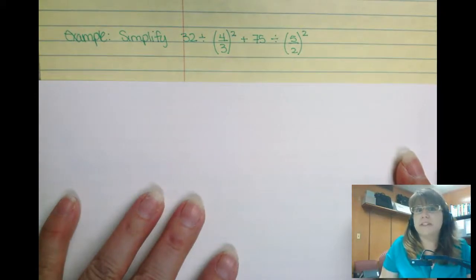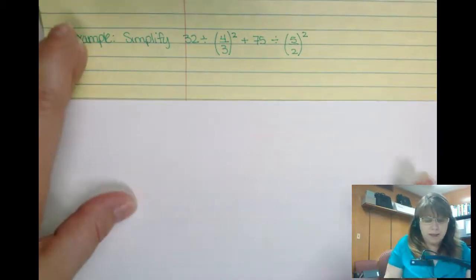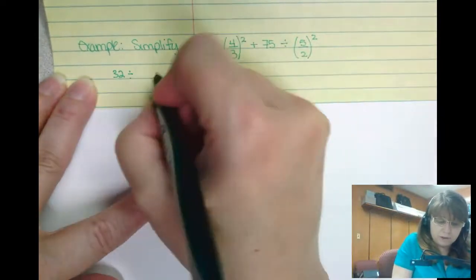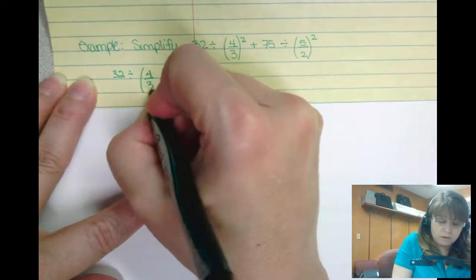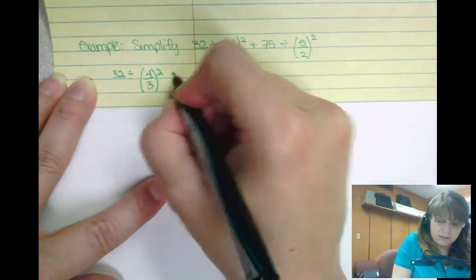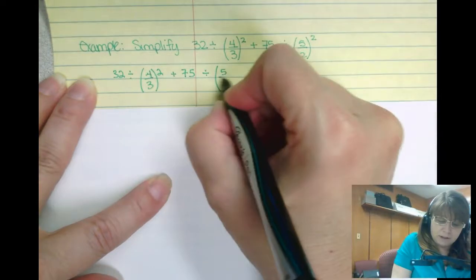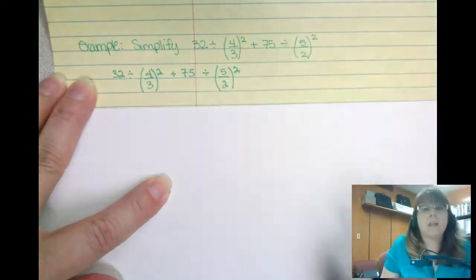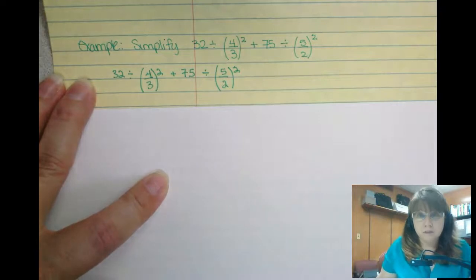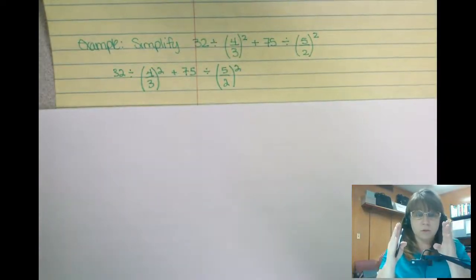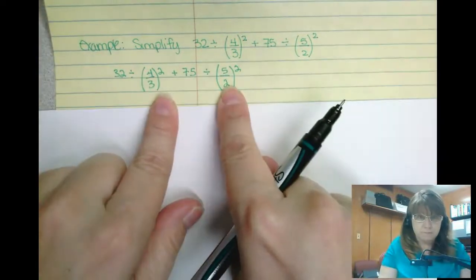Now here's the problem. It looks very complex, but we're going to take it step by step. So we have 32 divided by (4/3) squared plus 75 divided by (5/2) squared. In our order of operations, the first thing we need to do here is the parentheses, which are just holders of what the number is. So the next thing we move on to is exponents. And we have 2 of them.